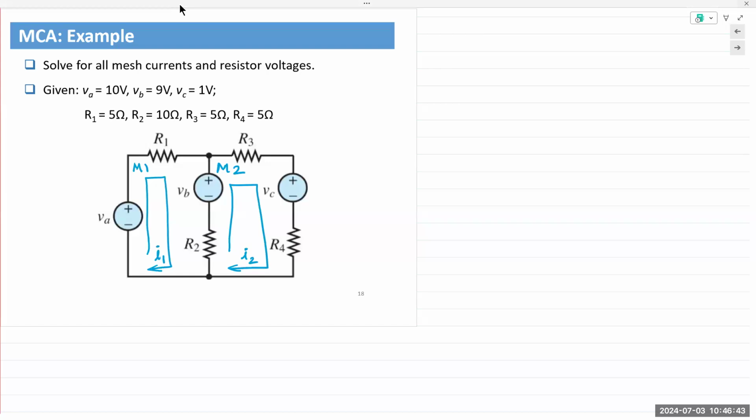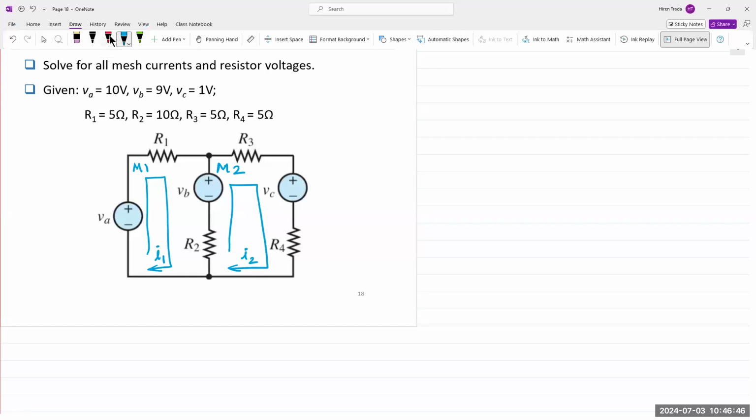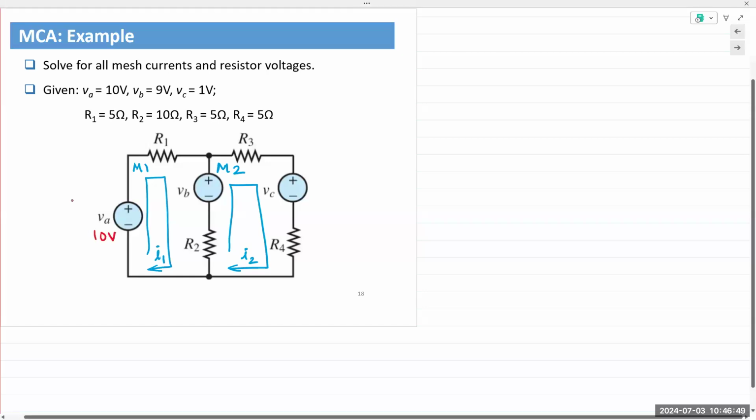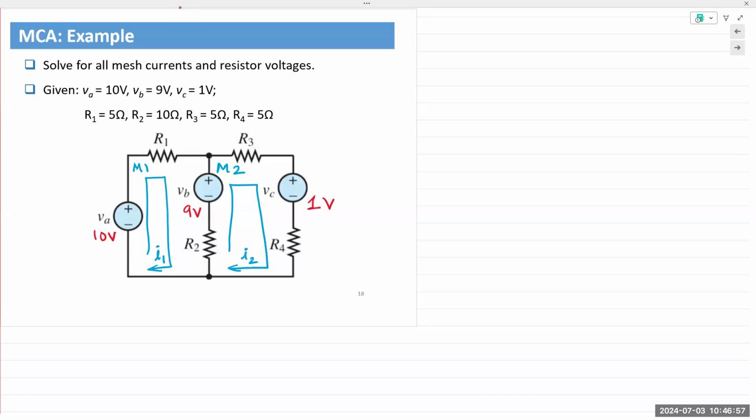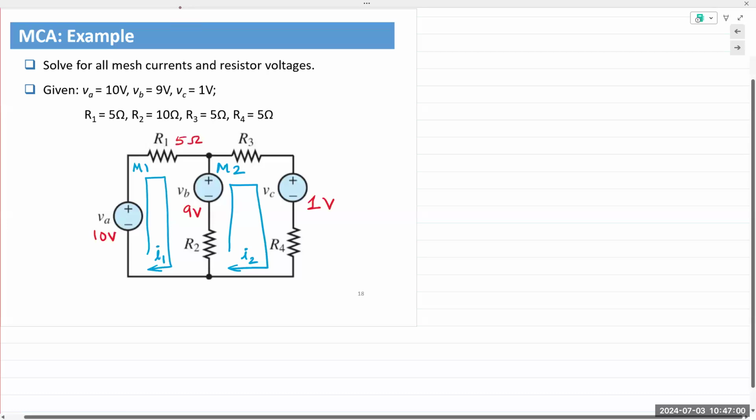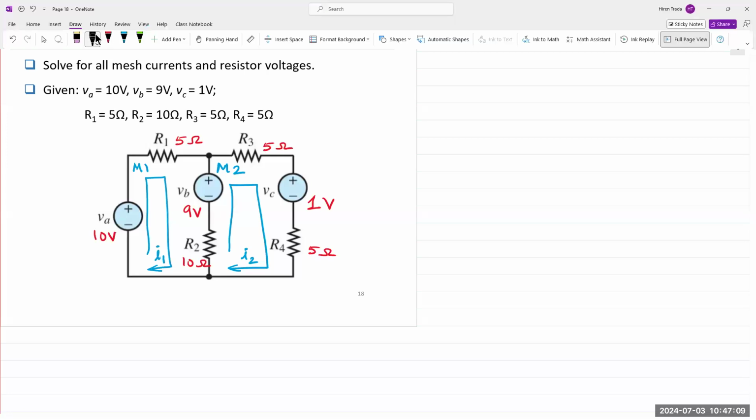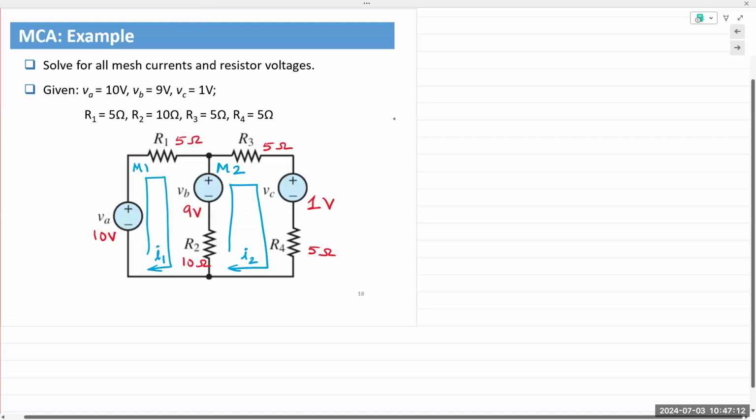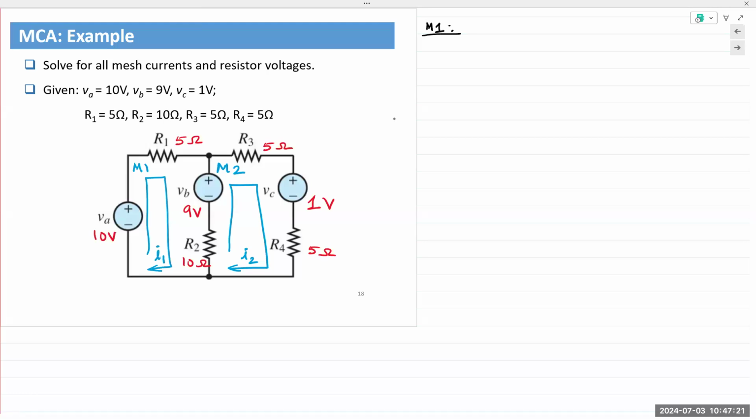So I'm going to write the values right next to the components. So let's see. VA is 10 volts, VB is 9 volts, and VC is 1 volt. R1 is 5 ohms, R2 is 10 ohms, R3 is also 5, and R4 is also 5. Okay, so let's draw out mesh 1. In mesh 1, I have 4 components, VA, VB, R1, and R2. So let's draw those out.